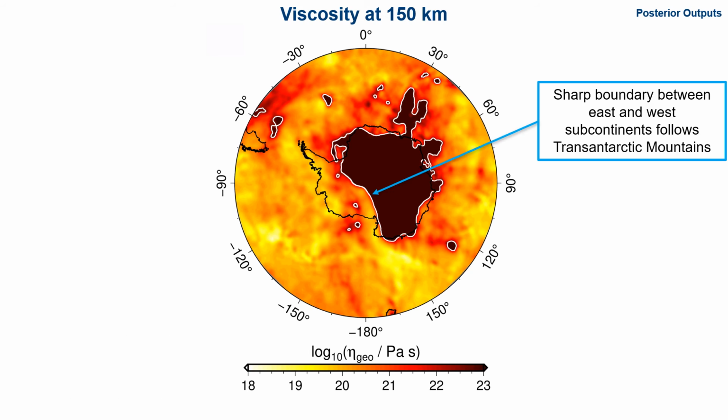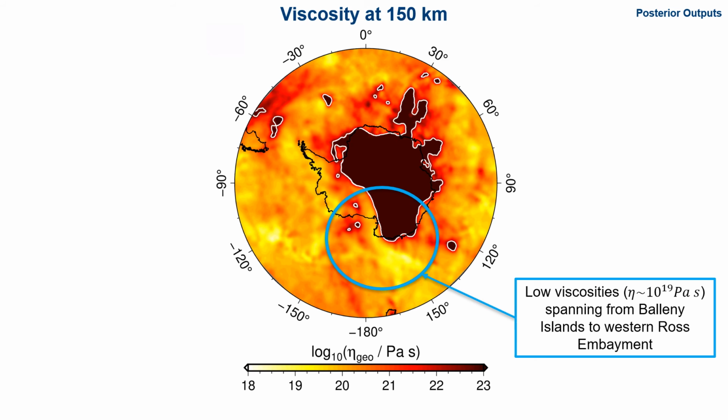The sharp viscosity boundary between east and west follows the Transantarctic Mountain range and is indicative of the dichotomy between old cratonic lithosphere in the east and the West Antarctic rift system. A large low viscosity anomaly can be seen extending from the Balleny Islands through to the western side of the Ross embayment. This is consistent with the presence of an active spreading centre at the Macquarie Triple Junction, as well as the recent extensional tectonics along the western margin between the Ross embayment and the Transantarctic Mountains.